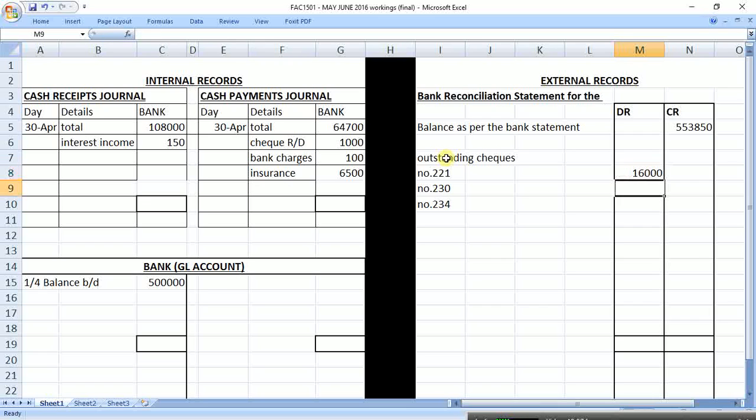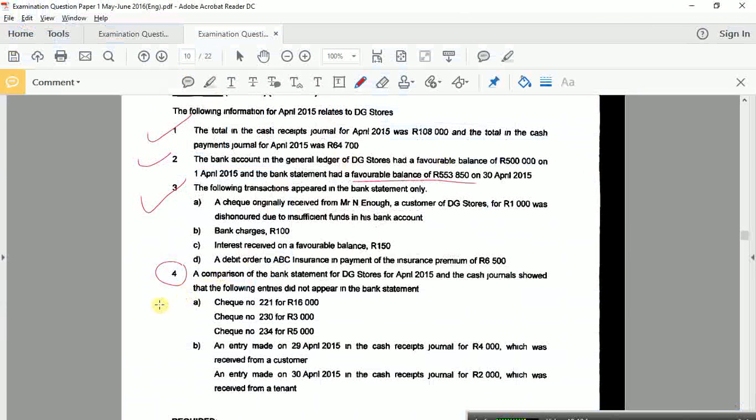What are the amounts? First one. Okay, first one is 16,000. Next. 3,000 and 5,000. Nice. There you go. Excellent. Complete.